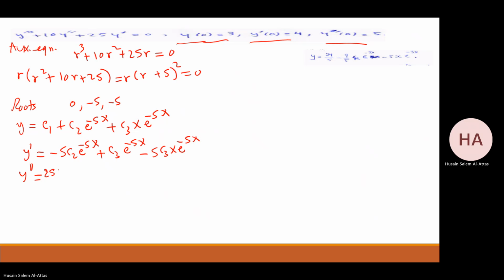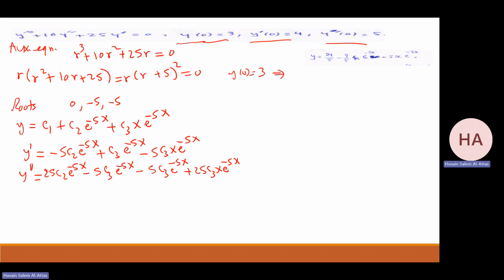Now y double prime will be 25 c2 e to the minus 5x. Here I have minus 5 c3 e to the minus 5x. Here, the product of two functions, minus 5 c3 e to the minus 5x plus 25 c3 x e to the minus 5x. Okay, now I put the conditions. Y at 0 equals 3. That implies, I will put 0 there, I have c1 plus c2 equals 3. That will be the first equation.